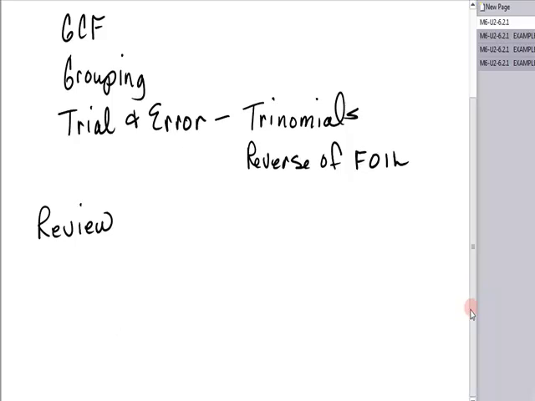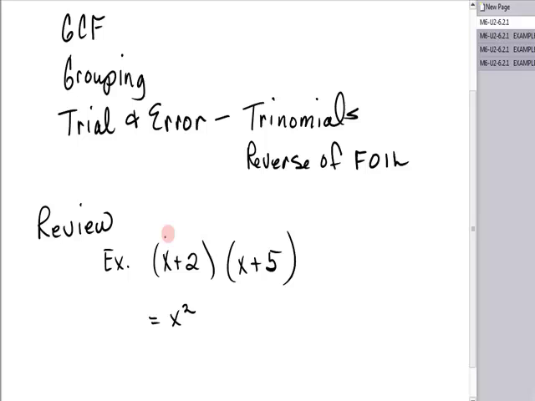Remember, FOIL is used to multiply two binomials. So let's take a look at, say, x plus 2 times x plus 5, the product of those. First, product of the first is x squared. The outer product is 5x. The inner product is 2x. They're both positive, so I add them up for 7x. The product of the last is positive 10.